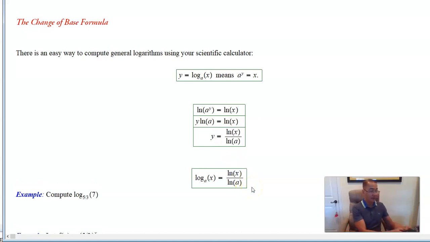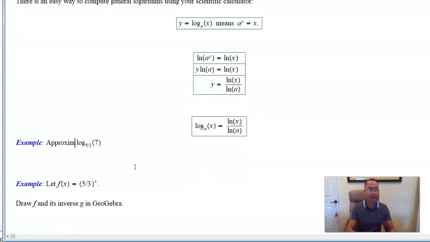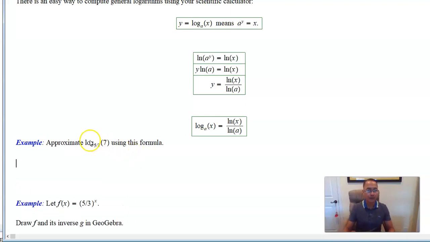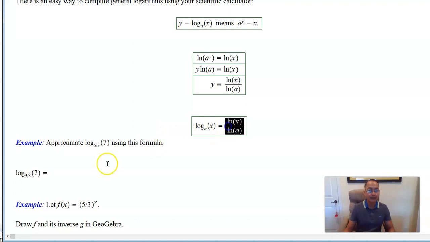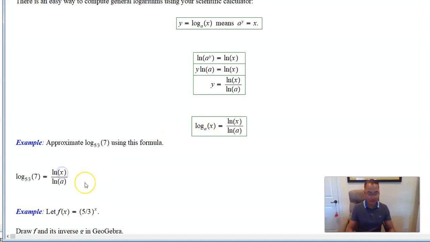Okay, so now you can use the ln button in your calculator to compute this. By the way, that log button, which is probably in your calculator as well, is logarithm to the base 10. Okay, so it's useful for some scientific applications. So approximate log base 5/3 of 7 using this formula. So what do we want? We want in the numerator ln of 7, and in the denominator we want ln of 5/3.